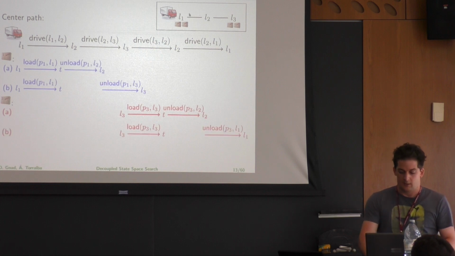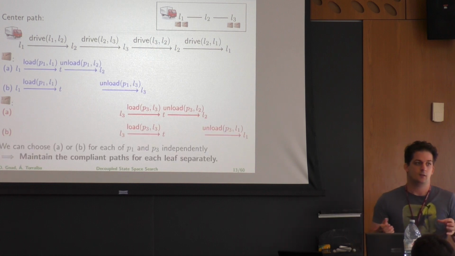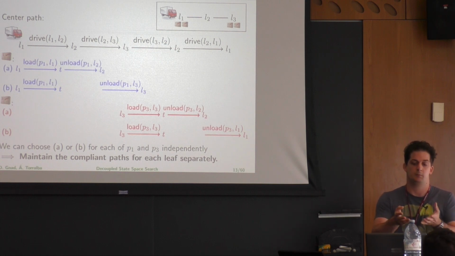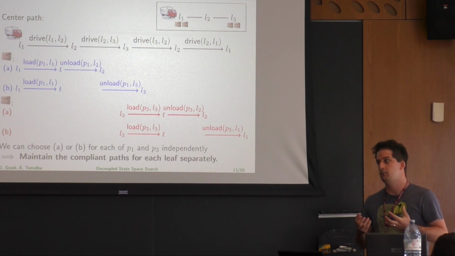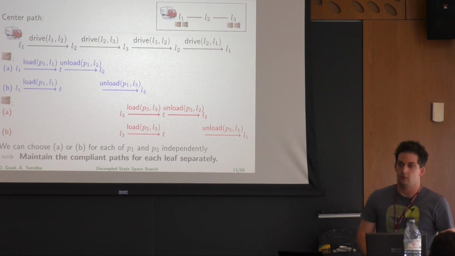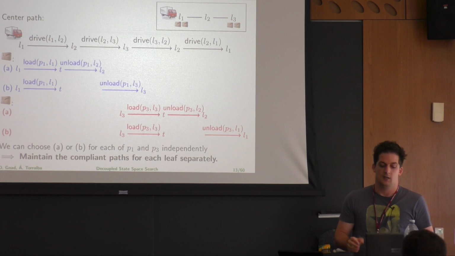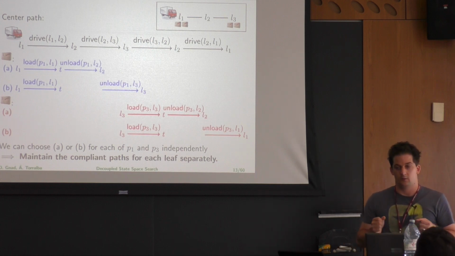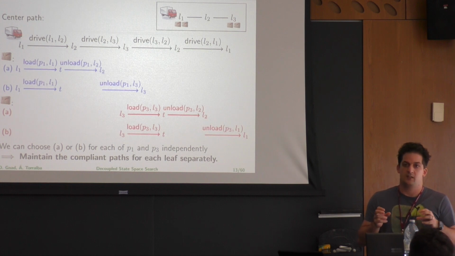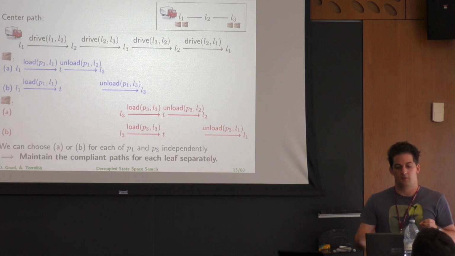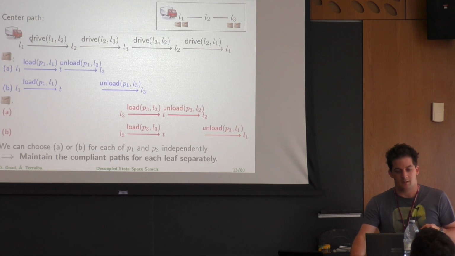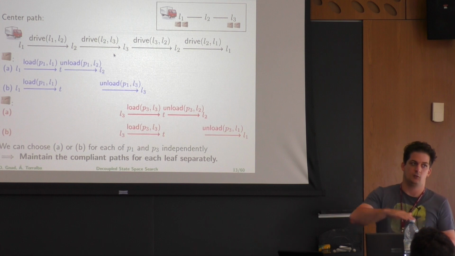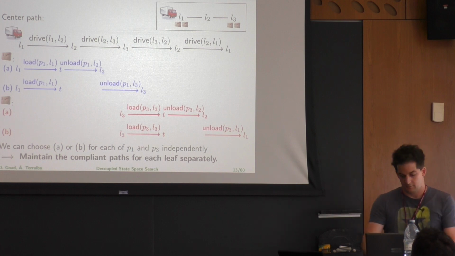leftmost position. And now the important thing is that no matter which of the paths we choose for, say, the blue package, we are still free to choose any path, or even no path, for the red package. This is because the packages are conditionally independent. So this allows us to maintain all compliant paths, which means all paths that can be embedded into the center action sequence, for each of the leaves separately. So we really enumerate all these paths.